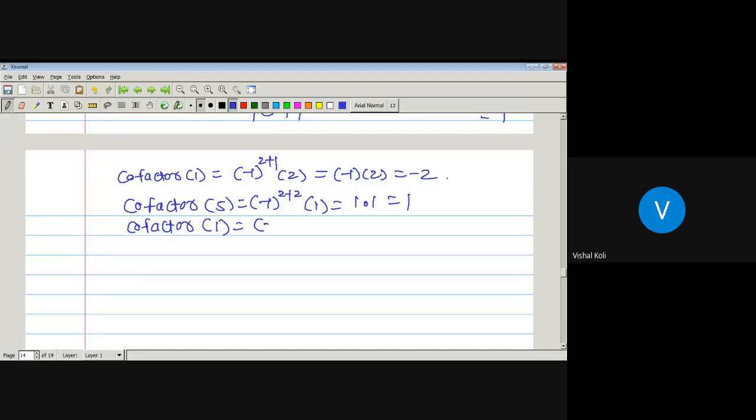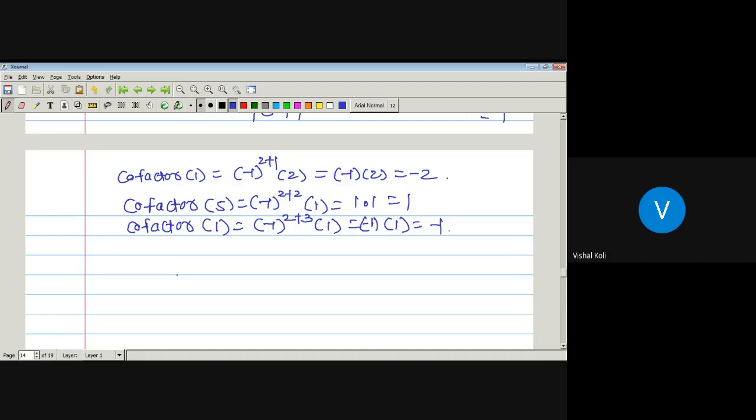which is equal to minus 1 to the power. It is present in second row and third column into its minor, which is 1. So now minus 1 to the power 2 plus 3, which is minus of 1 into 1, which is equal to minus 1. So these are the cofactors and minors of the given determinant and the elements which are belonging to second row. Okay, so in this way we can find out the minors and cofactors.